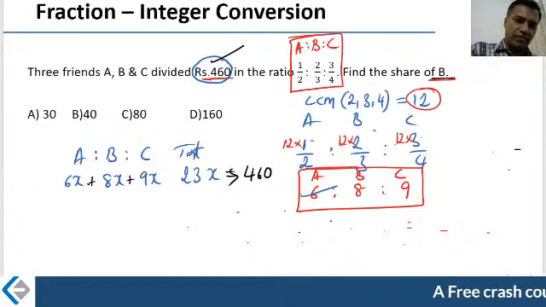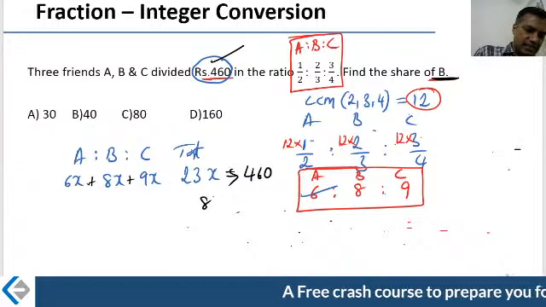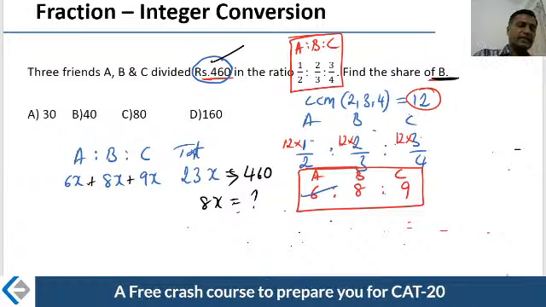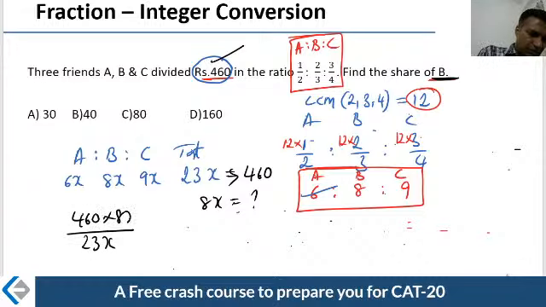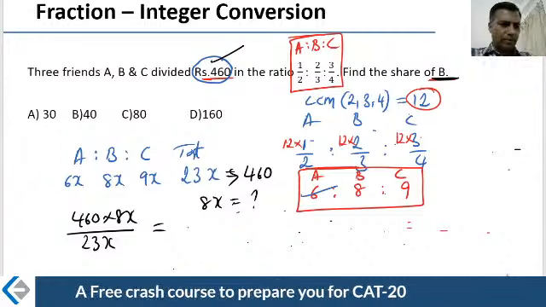What is being asked? What is the value of B? 8x is equal to what? Therefore, 8x implies what? 23x implies 460, then 8x implies what? Now that is the question. I can either do it directly, saying okay, 23x implies 460, therefore 8x implies what? That is also fine, pretty fine.